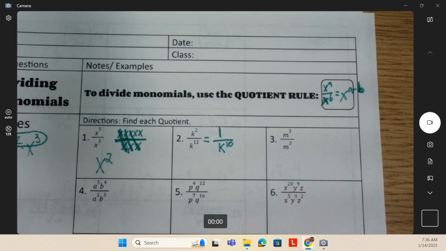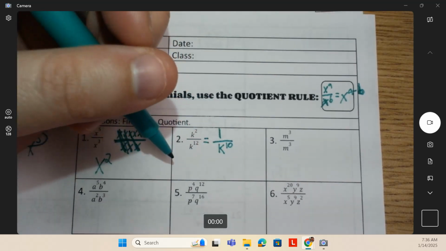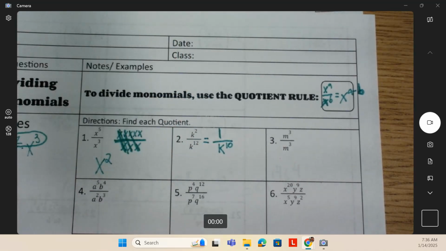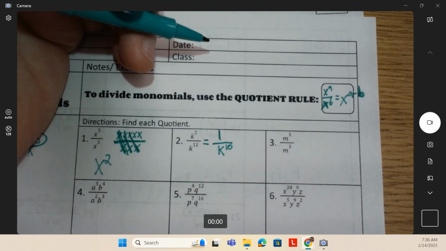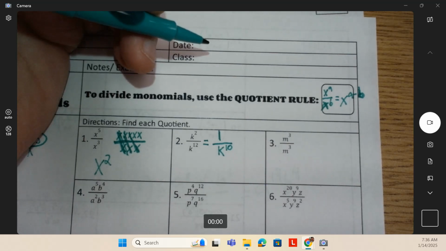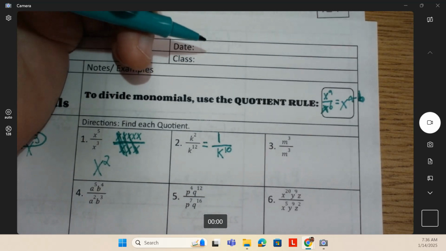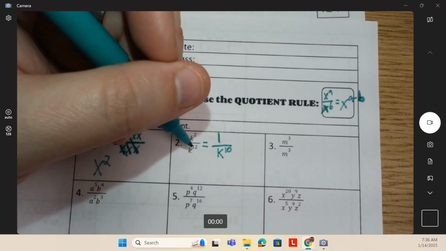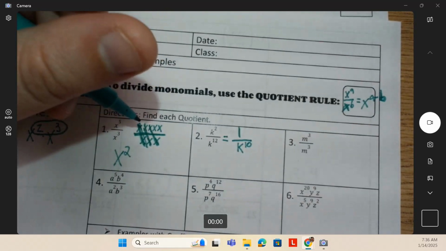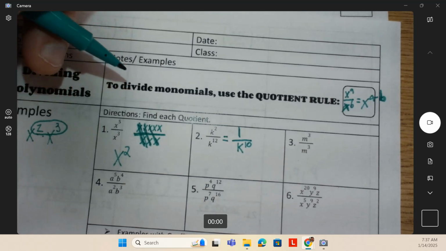So you could think of it that way, just since we haven't talked about doing the negative rule. Basically, the negative flips it over on the fraction. But for today, as we're talking about it, think of it as canceling it out and leaving whatever's left over.